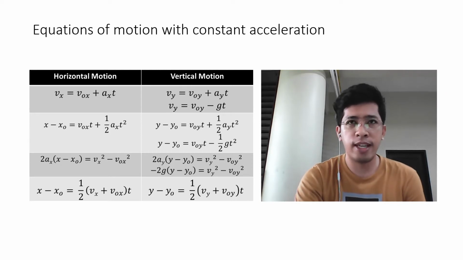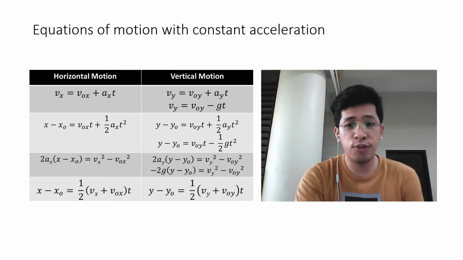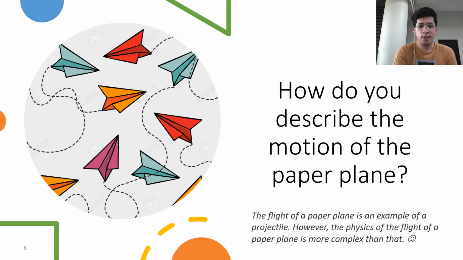However, if we try to explain the motion of a paper plane, you will observe that paper planes do not move only in straight lines. So in this case, we need to extend our lesson to 2 or 3 dimensions. So how do you describe the motion of the paper plane? If you try to fly one, you'll observe that it doesn't move on a straight line once you throw the paper plane horizontally. Or if you throw a paper plane vertically upwards, you'll observe that the paper plane will not move upwards and then just go downwards.